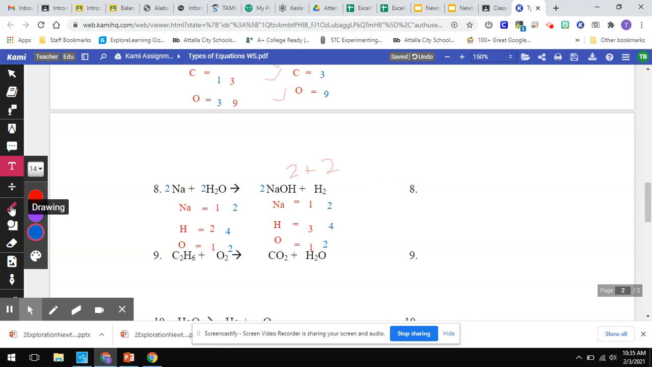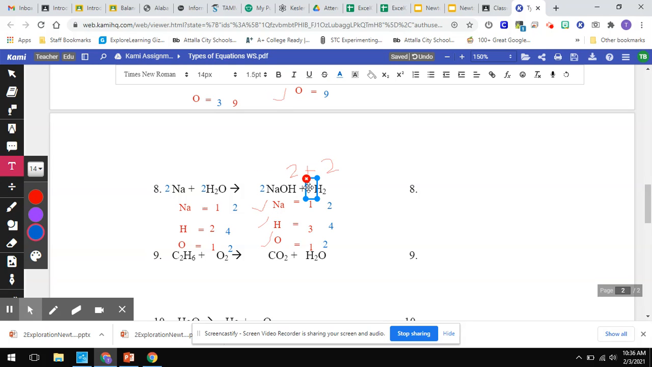And so then we can look to see, is everything balanced? My sodiums are 2, my hydrogens are 4, my oxygen is a 2. So everything is balanced. So in this one spot right here, I need to go and place a coefficient of 1 because I don't want that to change. So the overall coefficients for this equation would be 2, 2, 2, 1.